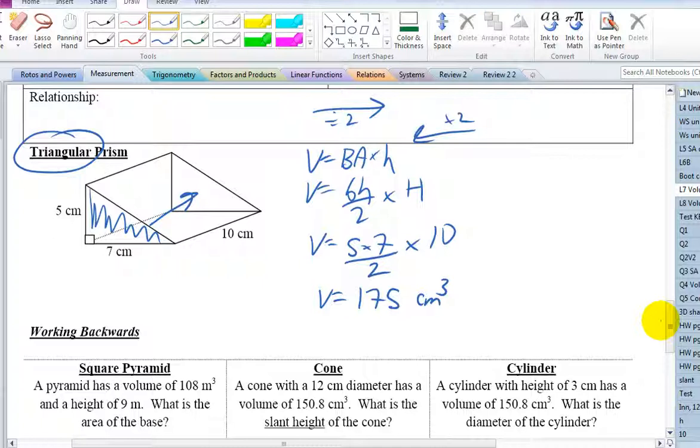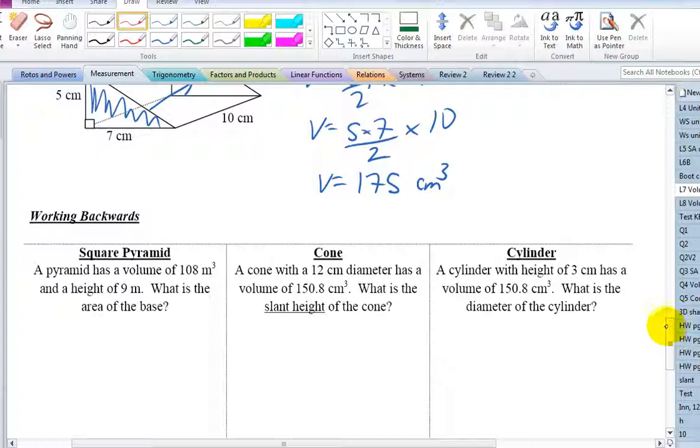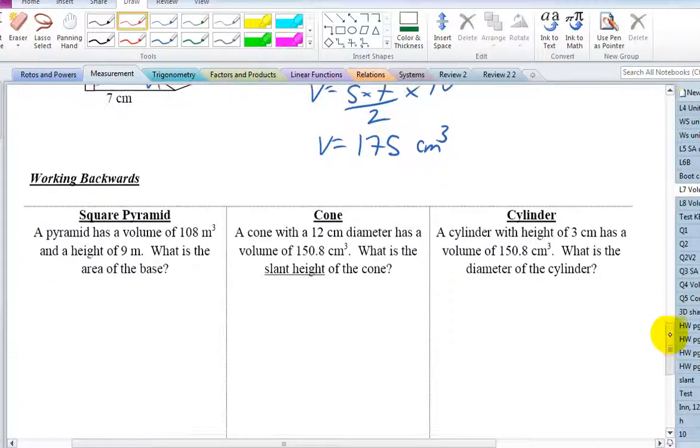All right. Next, 2, 3. Working backwards. So this is the good stuff with the algebra. There's the volume. There's the height. What's the area of the base? Volume equals base area times the height. Substitute in the numbers you know. 108 is V. 9 is the height. And I screw up the formula because I forgot the 1/3. It's a pyramid. Just add in 1/3.